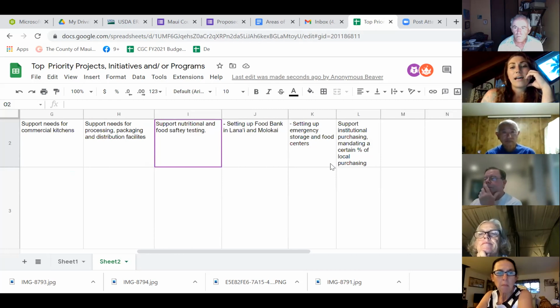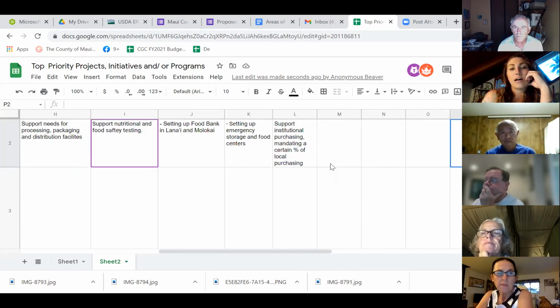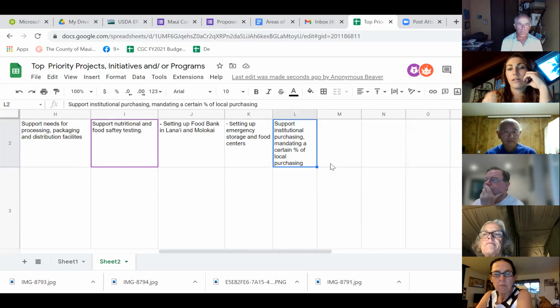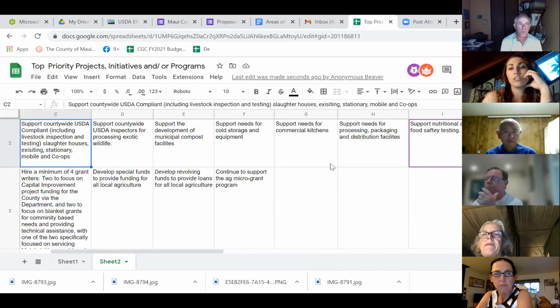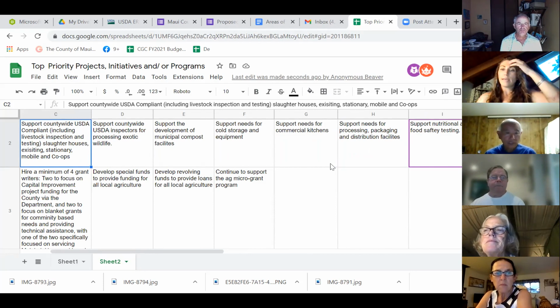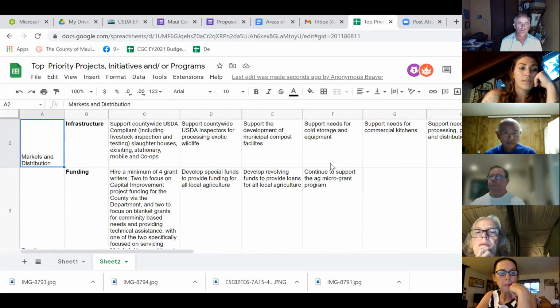Setting up a food bank in Lanai and Molokai. Setting up emergency storage and food centers. Support institutional purchasing. Mandate a certain percentage of local purchasing. Are we okay with the language in those and the order? Yes. Yeah. Okay.